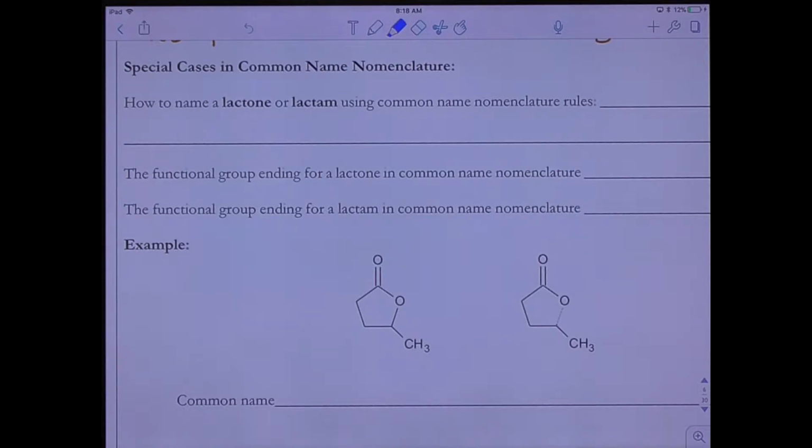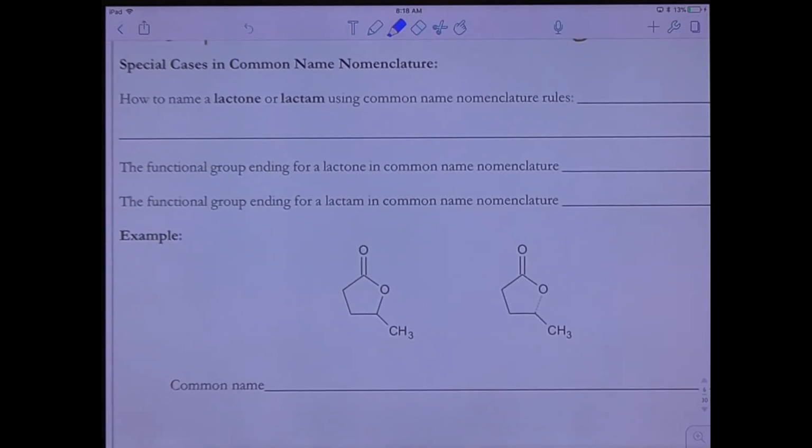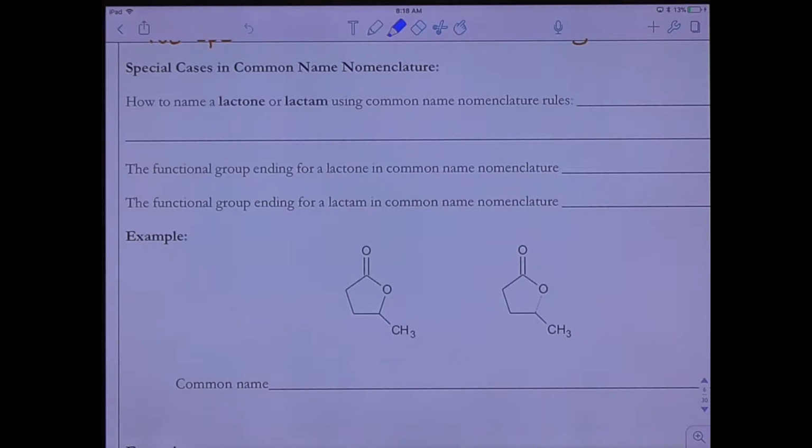There are IUPAC rules for naming lactones and lactams, but they're so much less commonly used. Almost every organic chemistry textbook just teaches you the common name method of doing it because people don't really use the other method much. So I figured to help keep your sanity, I would just stick to the common name for this as well. So to name lactone or lactam, I'll use the example down below to kind of talk you through it, and then we can put it into words, but I figure it's always better if you see it first.